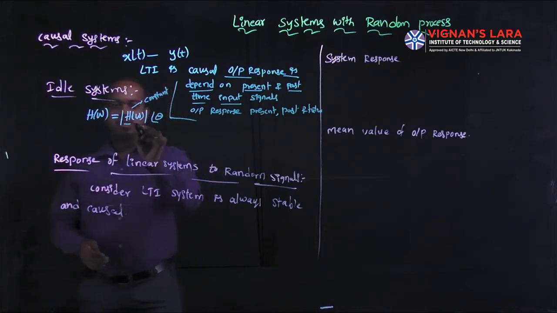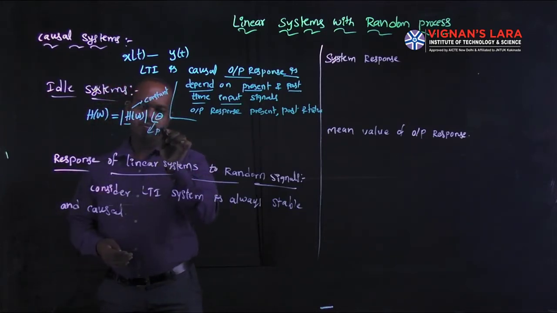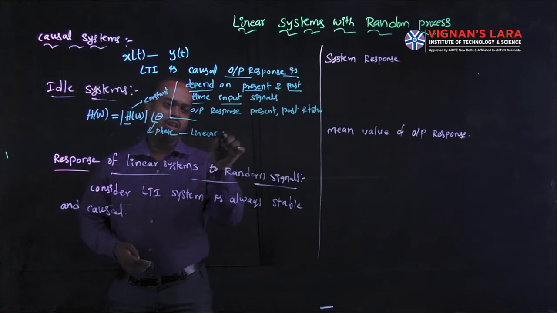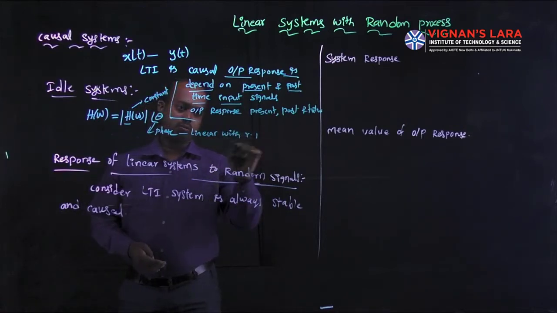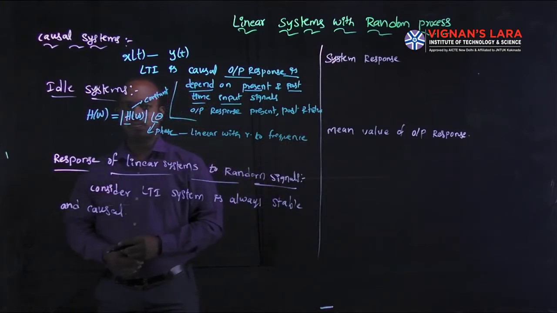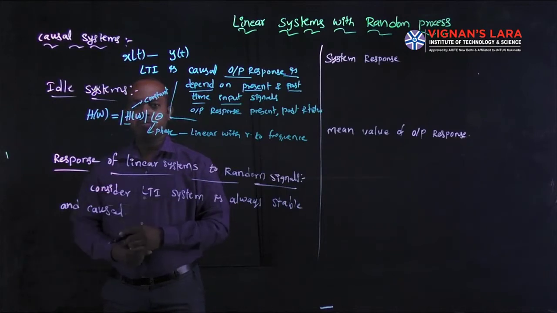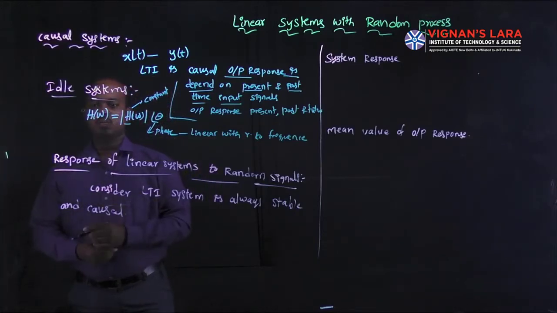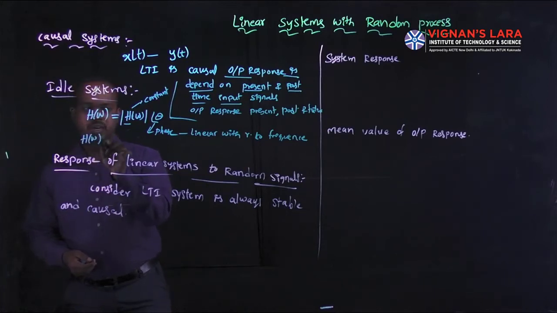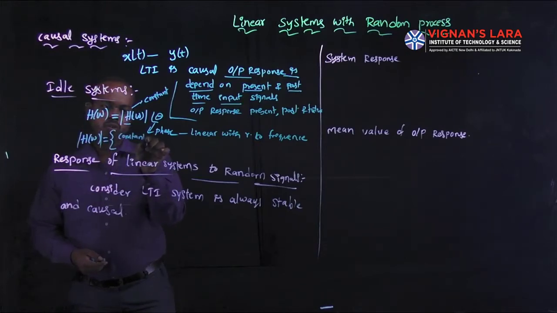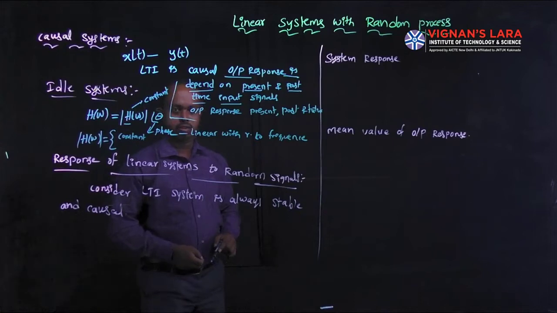Consider the system magnitude is constant and the phase, the angle, is linear with respect to frequency. We can say that the system is an ideal system. To define the ideal system, its magnitude is constant and its phase varies linearly with respect to frequency. We can define this h of omega as having constant magnitude. We represent the function like this.